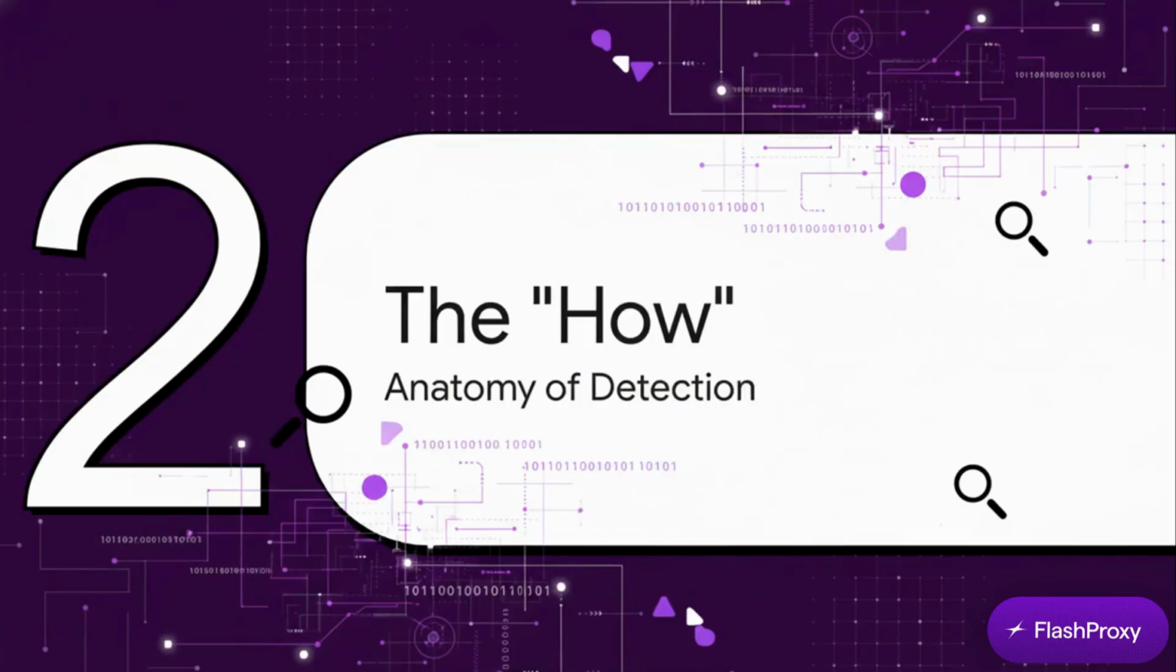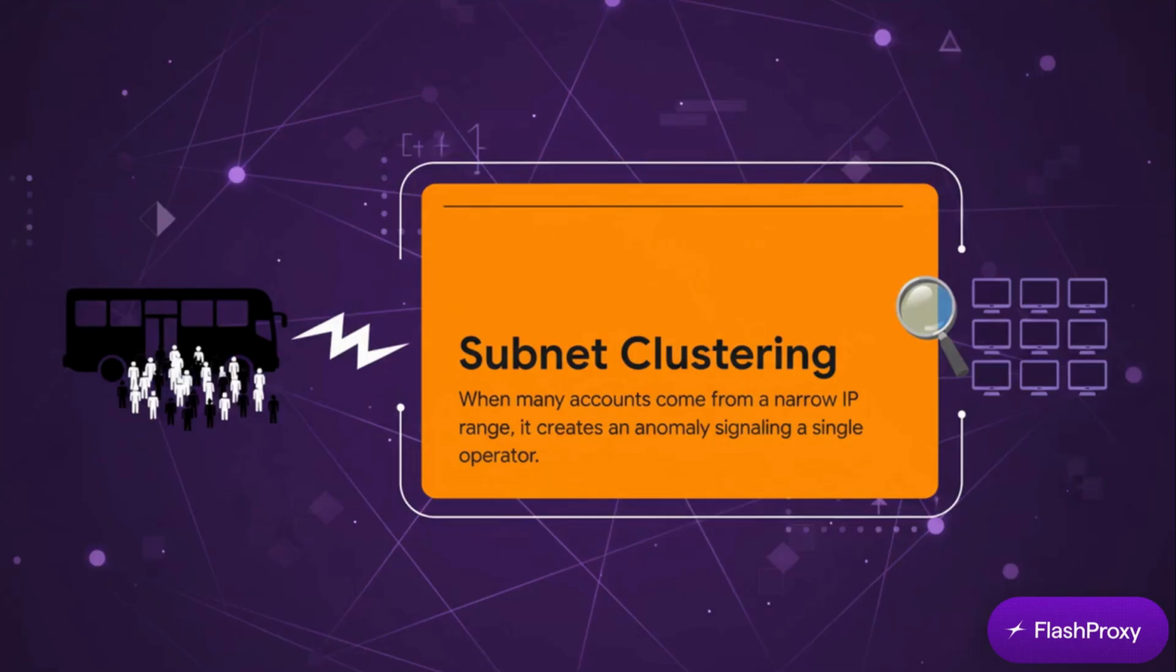So how are they actually spotting this? I promise you, it's not some kind of dark magic. It's just math. It's data analysis. And we're about to break down the exact network-level fingerprints that are giving away your entire operation, no matter how good your profiles are. Okay, this is one of the absolute biggest tells: subnet clustering.